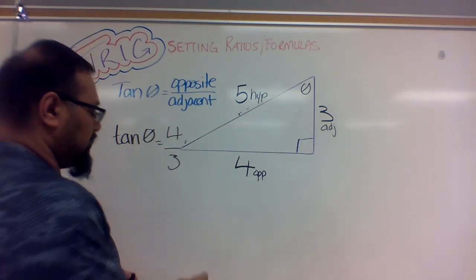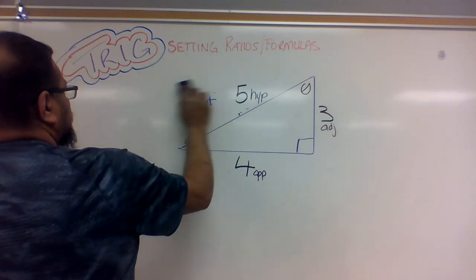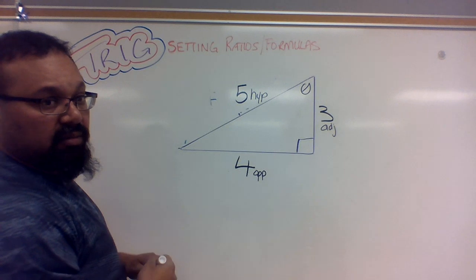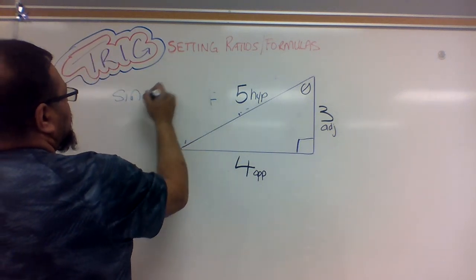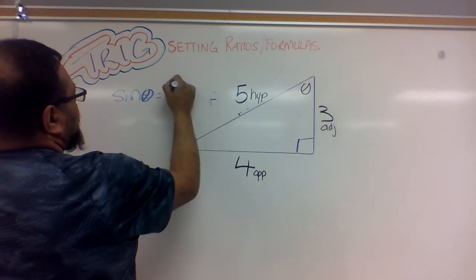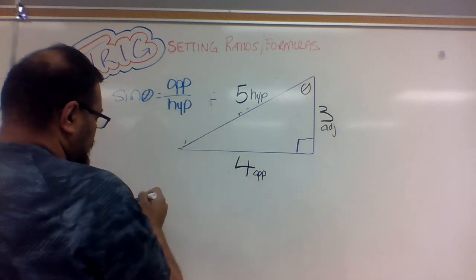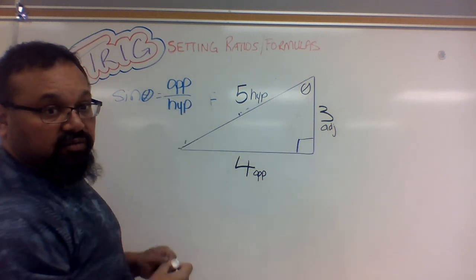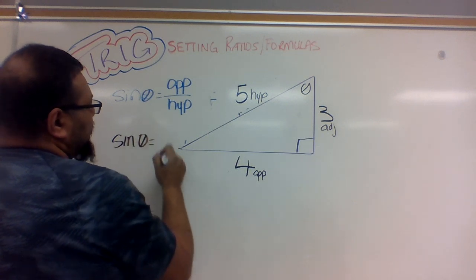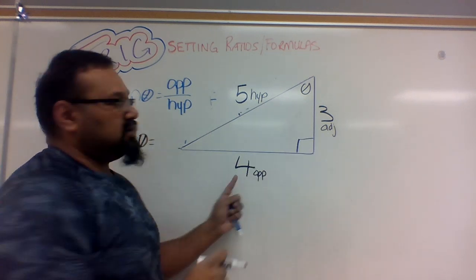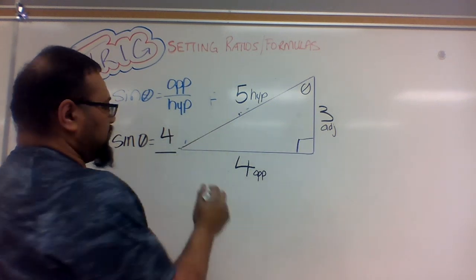Now, if you take a look at the formula for sine, remember the formula for sine was that the sine of theta equals the opposite over the hypotenuse. Quite simply, that just means that the sine of theta will be calculated by taking the opposite side and dividing it by the hypotenuse.